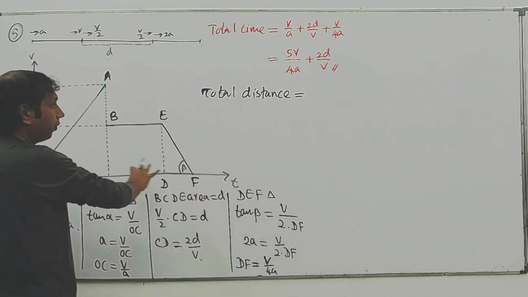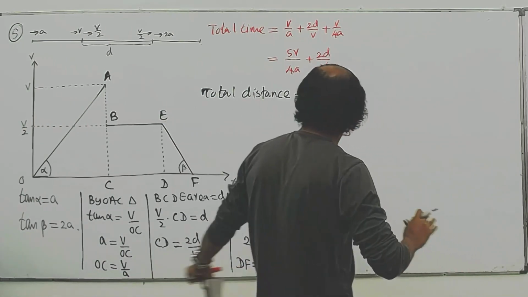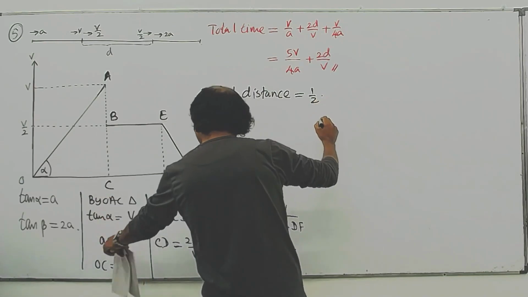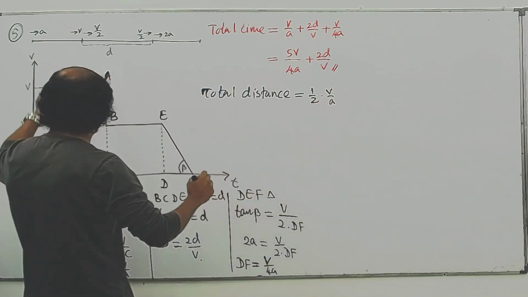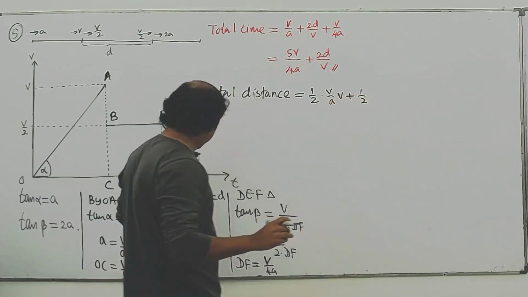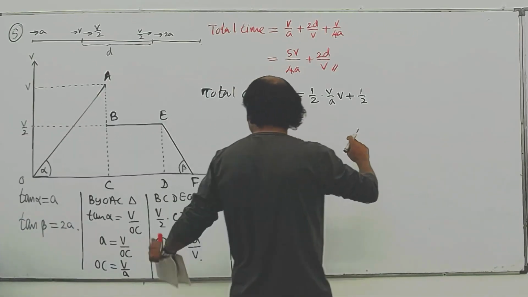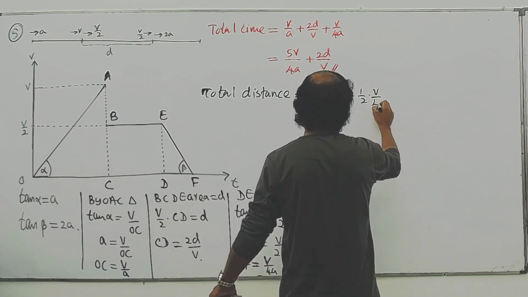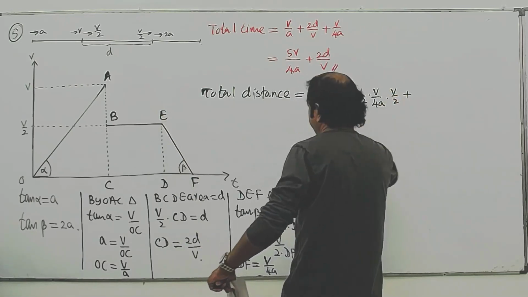The area, right? People, how to write the area of a triangle? Half base into perpendicular height, no? Half base. Base is OC. OC we found, V upon A. Half base into perpendicular height. Perpendicular height is V. Secondly, people, this, half base. Base is DF, V over 4A. Perpendicular height V by 2 plus this one.